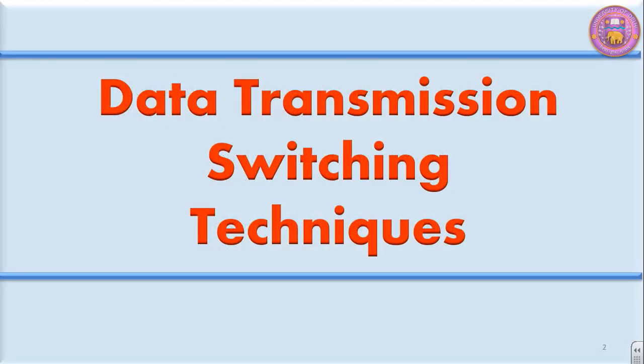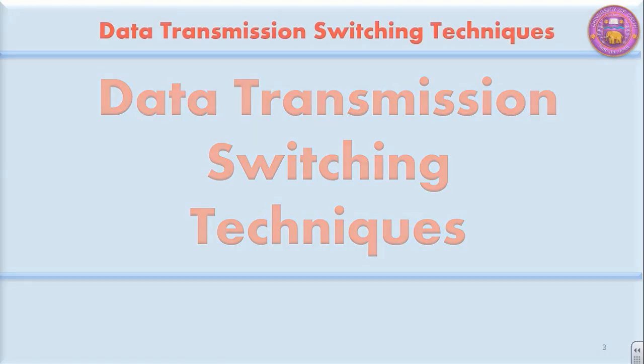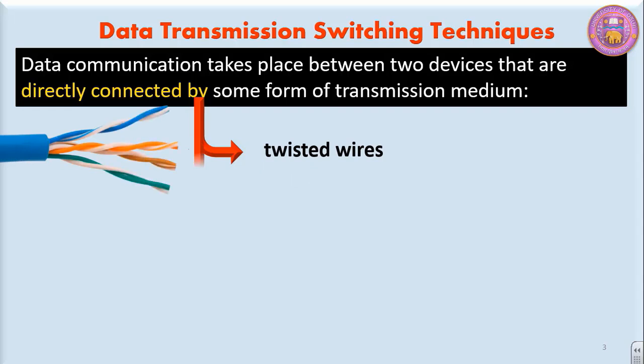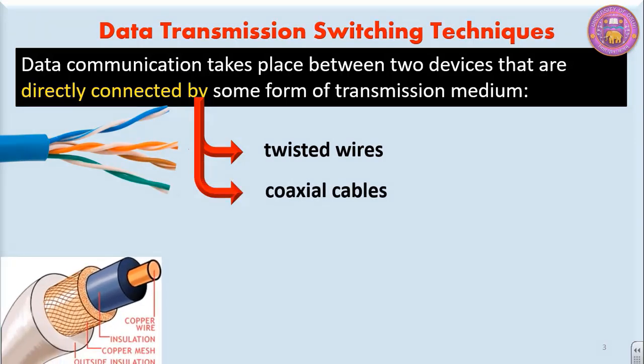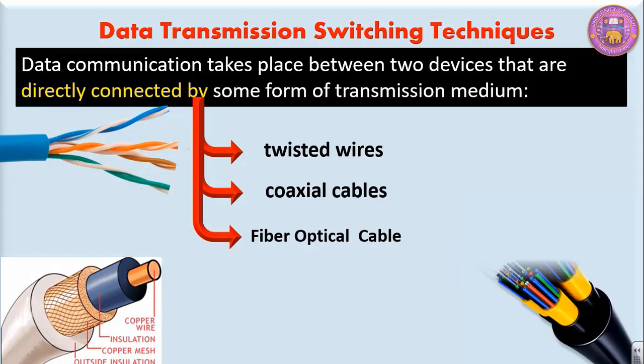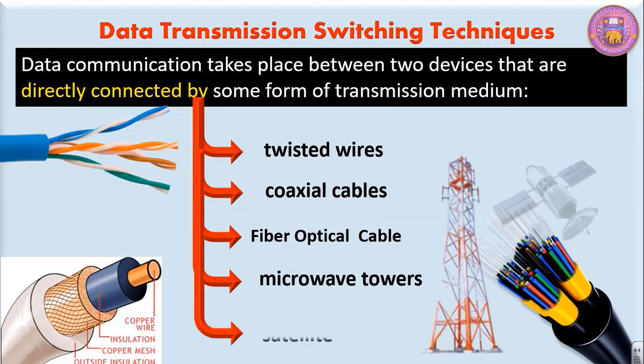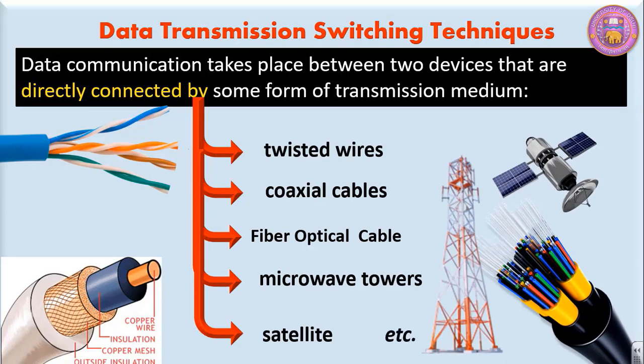Welcome to my class. Data transmission switching techniques. Data communication takes place between two devices that are directly connected by some form of transmission medium. This medium can be in the form of twisted wires, coaxial cables, fiber optical cable, microwave towers, satellites, etc.